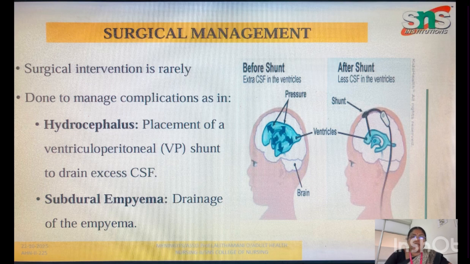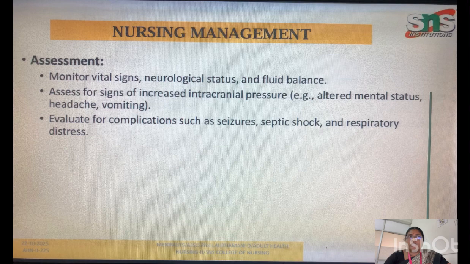Coming on to the surgical management, surgical intervention is rarely done for meningitis, but it is done to manage complications, as in hydrocephalus, where there is increased fluid collection inside the cerebral cavity. A ventriculoperitoneal shunt, a connection between the ventricles of the brain and the peritoneum, is placed to drain excess CSF. Subdural empyema is managed by draining the pus collection. In the picture you can see before shunt and after shunt.